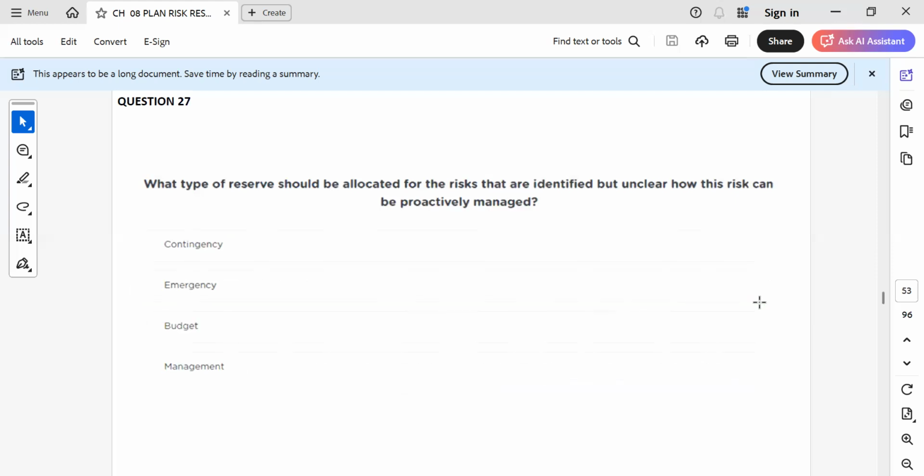What type of reserve should be allocated for the risks that are identified but are unclear? So it is a known unknown. So contingency reserve. Contingency reserve. Good.